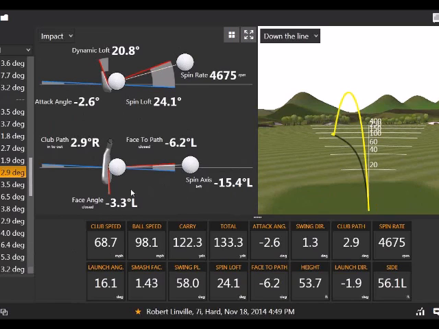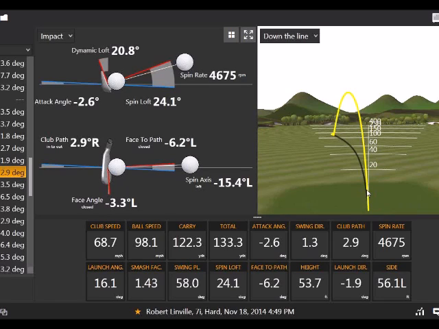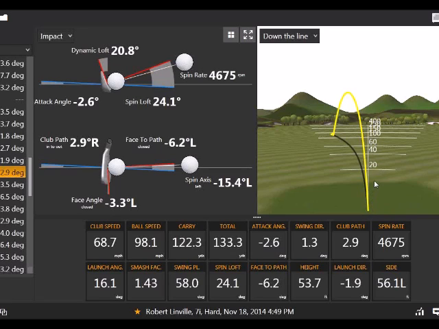The big deal is the face at impact was pointed left, so the ball started left. The swing is going right. The face is pointed left, so the ball starts on this line, and then the curvature of the ball, if it's hit in the center of the face, is based on this gap between the direction the club's moving and the direction the face was pointed at impact.